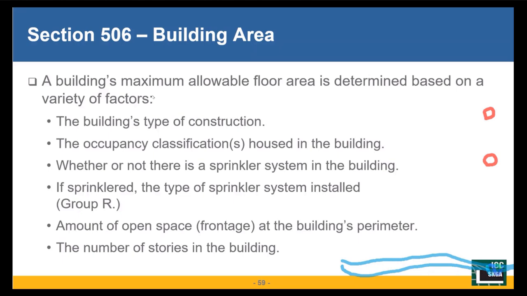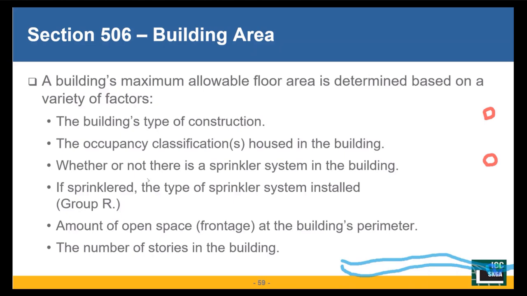We'll go back to how we determine the whole building area. The building area is basically determined based on a variety of factors. We talked about the type of construction and the occupancy classification and other fire protection features. So we talked about whether or not there is a sprinkler system in the building. And if it's sprinklered in Group R, what type of sprinkler system are you using? Are you using 13R or 13D?